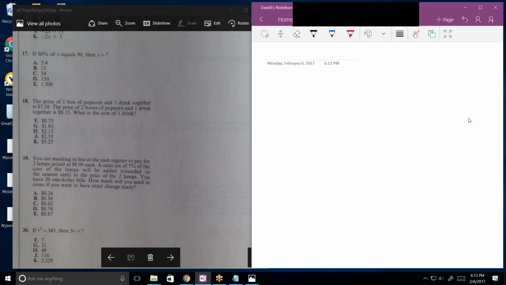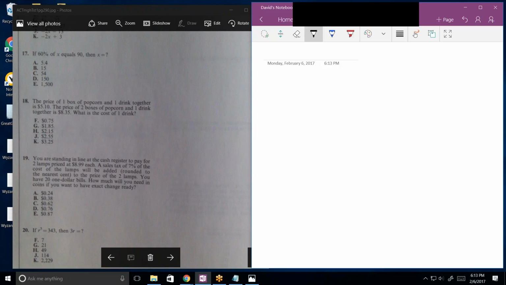And we basically don't really need to do any math here. 60% is a little bit more than half. So x has to be a number greater than 90, but not greater than 1,000. So 150 is the only answer on there that can even be close. Plausible. Correct. 60% of 150 equals 90.